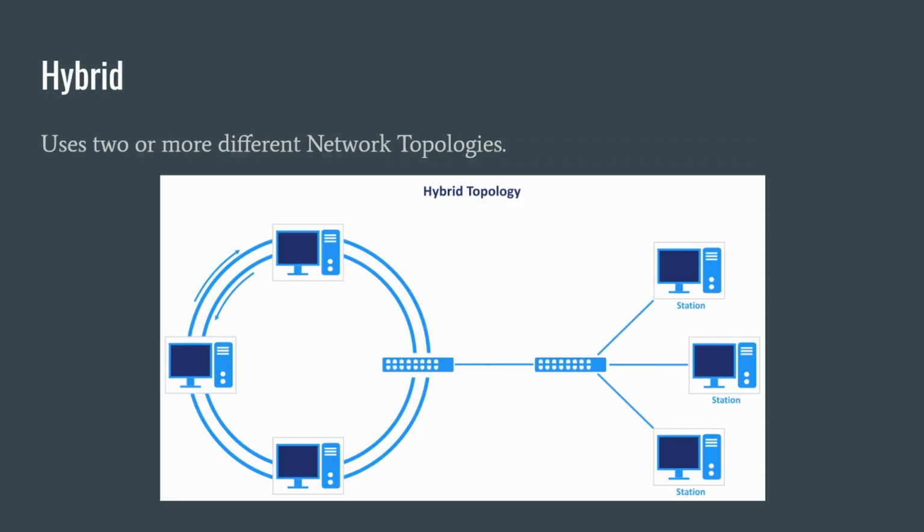The hybrid network type is very simple. It is simply when you take two or more of the previous network types or network topologies and you combine them together. So for instance, in this diagram, you will see a ring network on the left connected with a star network on the right.